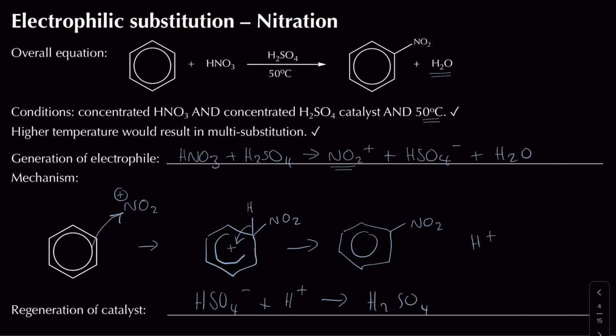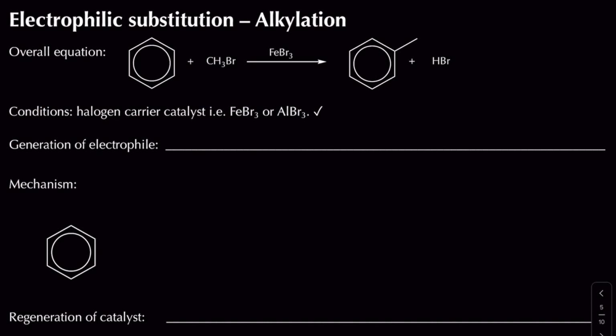Now, moving on, the next example, we've got alkylation over here. Friedel-Crafts alkylation is what you might come across, and if we were to look at the overall equation again, it uses a halogen carrier catalyst like FeBr3 or AlBr3, and we take a haloalkane, and in this case, we're actually extending the length of the carbon chain. We're adding a carbon containing compound, a carbon group, onto our benzene ring itself. The byproduct is the same as halogenation as well.